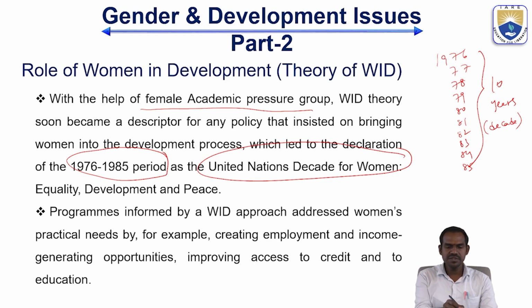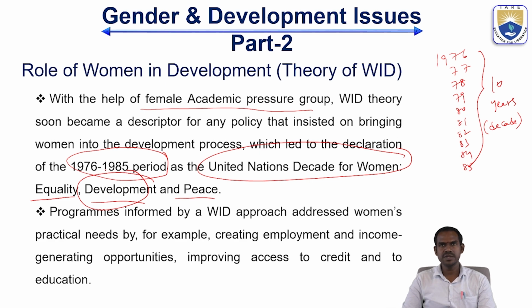So the themes are equality, development, and peace. That is why we are studying the role of women in development as a particular concept. Equality, development, and peace are the themes of the United Nations Decade for Women, 1976 to 1985.